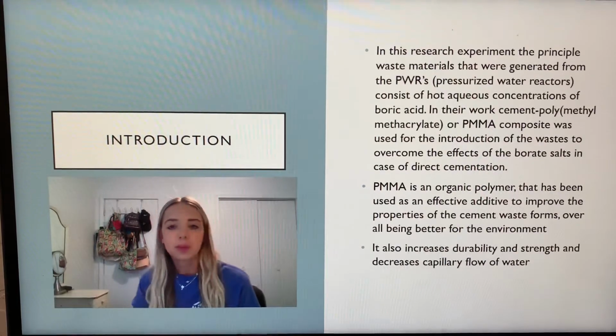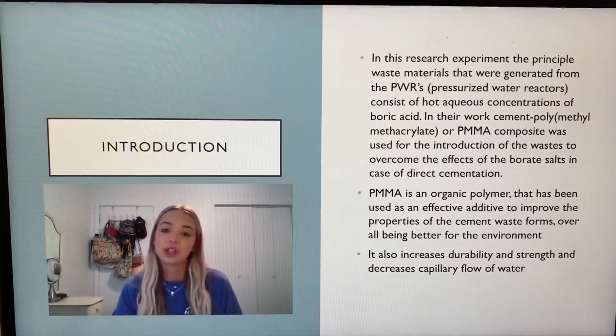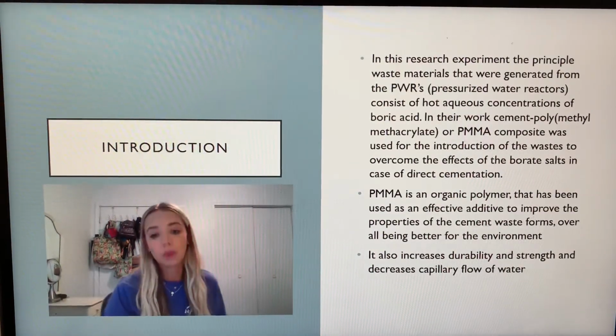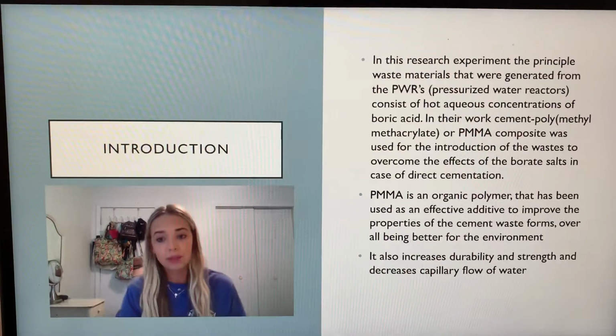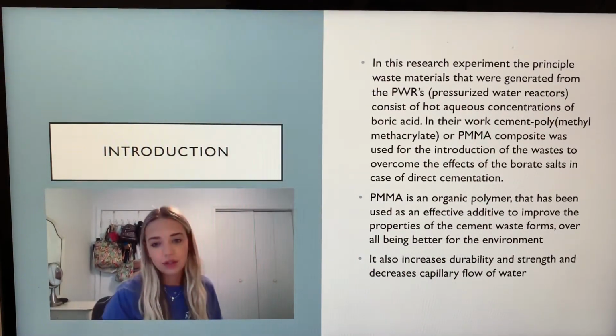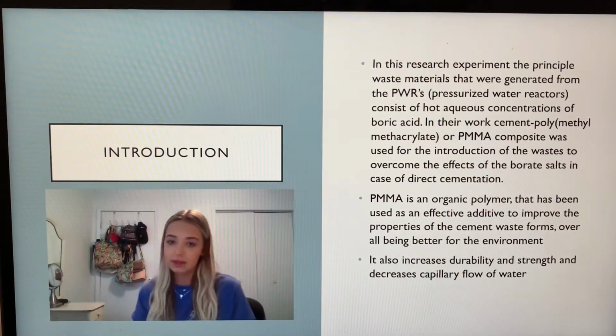In this research experiment, the principal waste materials that were generated from the PWRs, or pressurized water reactors, consist of hot aqueous concentrations of boric acid. In their work, cement polymethylmethacrylate, or PMMA, composite was used for the introduction of the waste to overcome the effects of the borate salts in case of direct cementation.